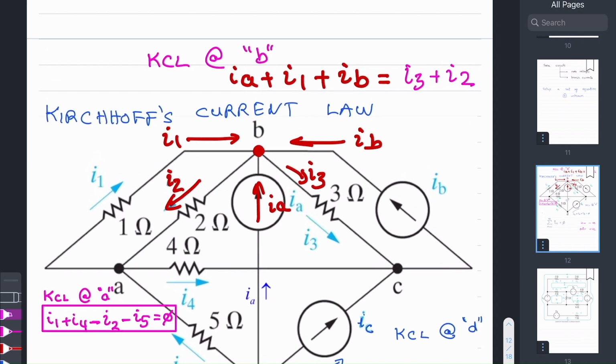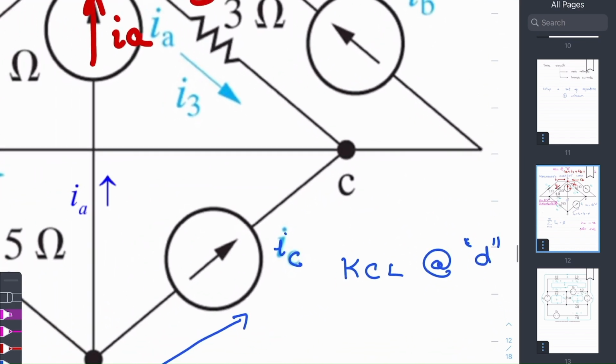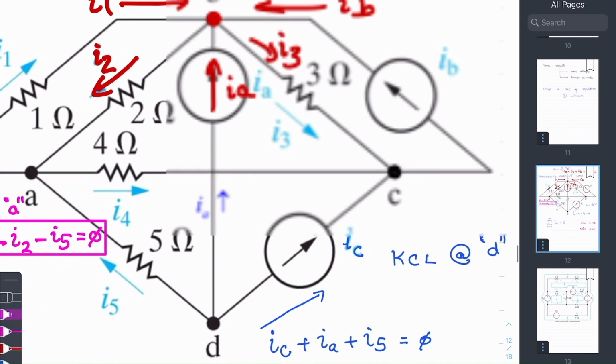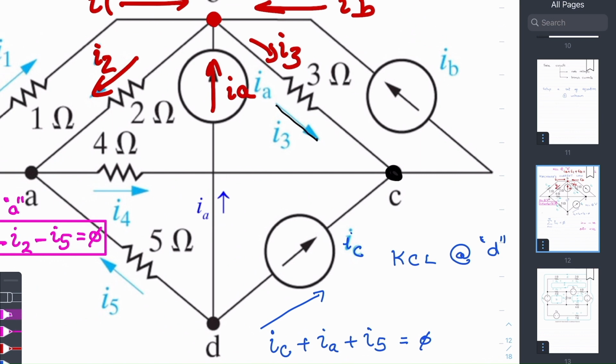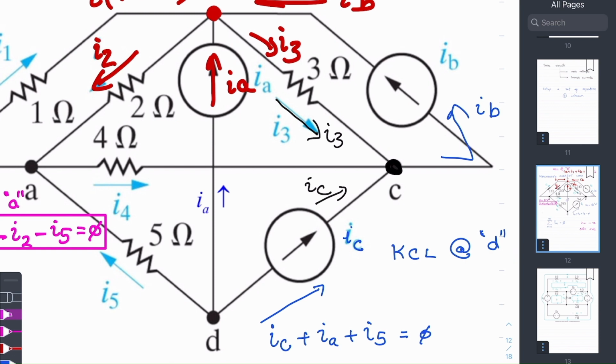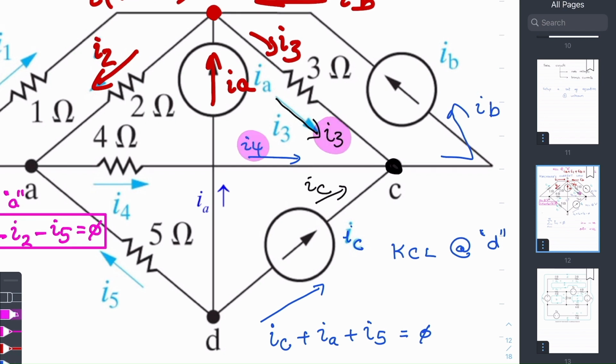Let's apply KCL at node C as well. At node C, look at the currents that are entering. There is I3 entering. IC is entering as well. And the current that is leaving is IB. And of course, let's not forget I4. There are three currents entering, I3, I4, and IC, and there is one current leaving, IB.